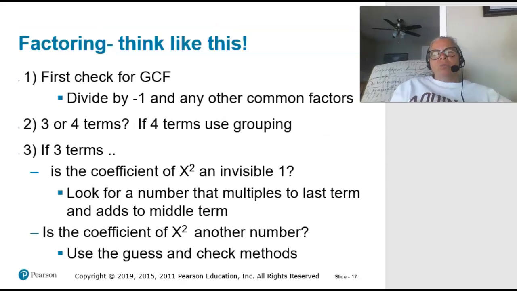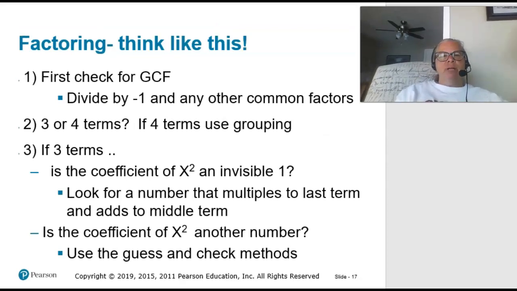However, I do want to remind you that we have a strategy that we want to think about. Whenever we are factoring, our brain should first ask us, is there a greatest common factor? Take that out right away. Also, if the coefficient in front of the x squared term is negative, get rid of that. We want the x squared coefficient to be positive. Next, look and see if the terms are 3 or 4. If they're 4, you know you're using grouping for sure.